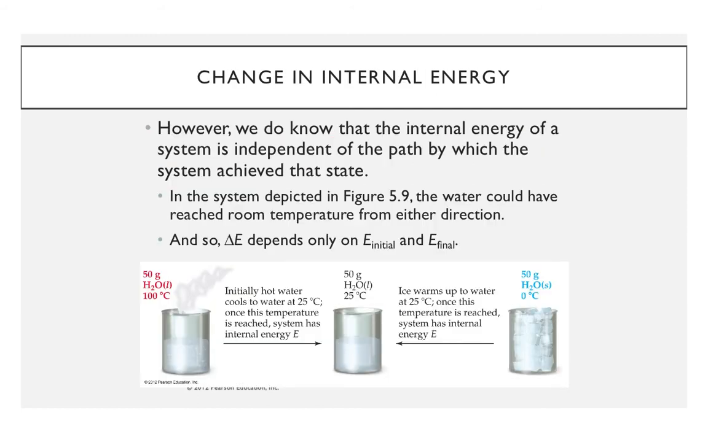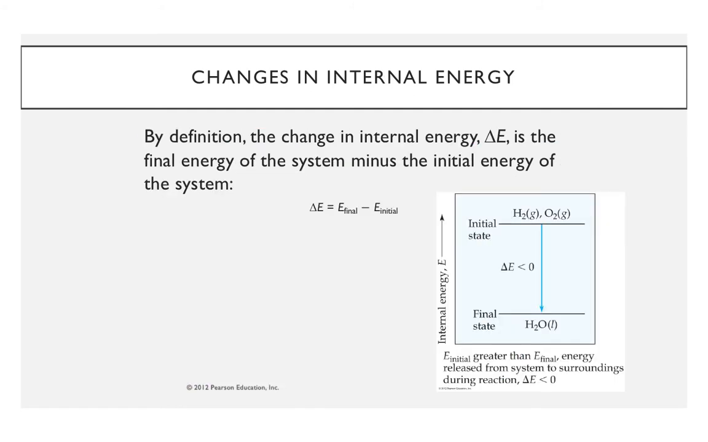Energy is called a state function, which simply means that for any changes in it, it doesn't matter the path by which the system achieves that state. So that means it only depends upon what was the initial energy and what was the final energy. So we can go ahead and calculate delta E. And we do. Okay, by definition, it is the change, the energy at the end of the system minus the initial energy of the system. Okay, so for example, over here, imagine that we're turning hydrogen gas and oxygen gas into water.